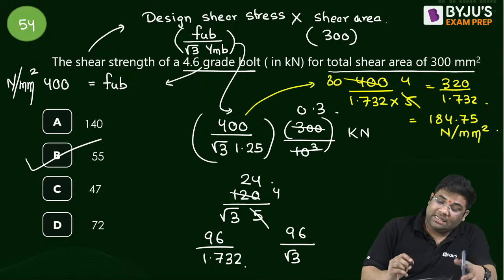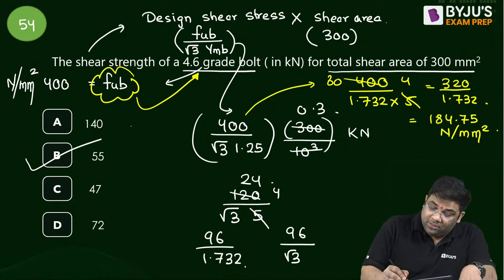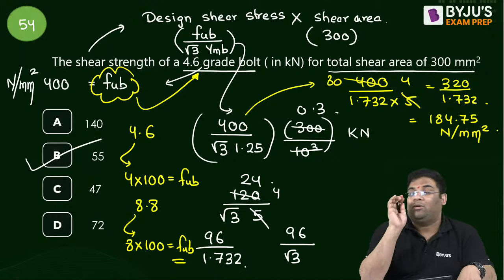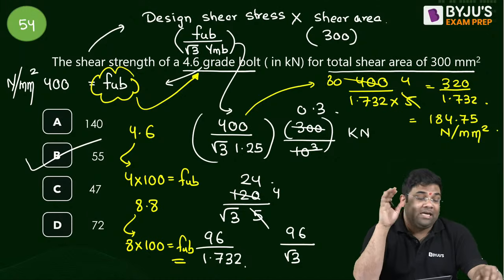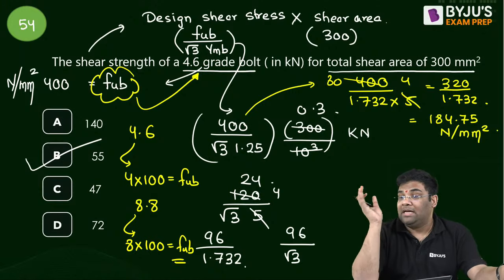That depends on FUB. And how to find out FUB from the grade of the bolt? Very good. 4.6, this is what? 4 multiplied by 100, you will get FUB. Like an 8.8 grade bolt, how will you get it? 8 into 100 will give FUB. I've explained all these things in the steel structures, when I was discussing the objective questions, there I have discussed.